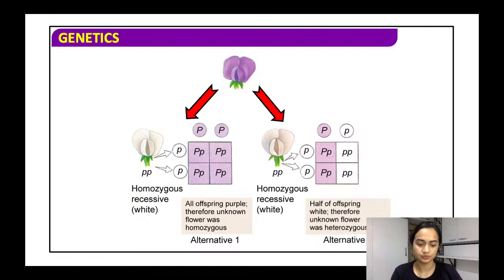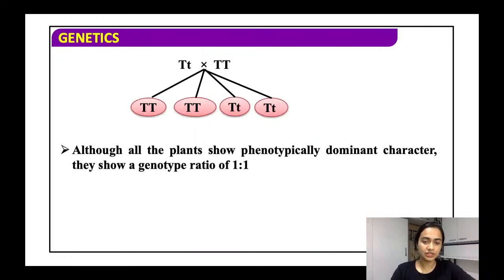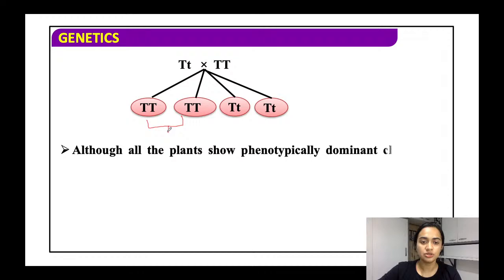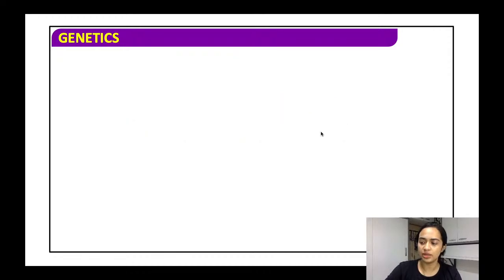Fine. यहाँ पे जीनोटिपिक रेशियो 1:1 क्यों हुआ? क्योंकि देखिए ये हुआ, इसके हुए 2 and ये हुआ 2. Alright, so 2:2, that is 1:1.